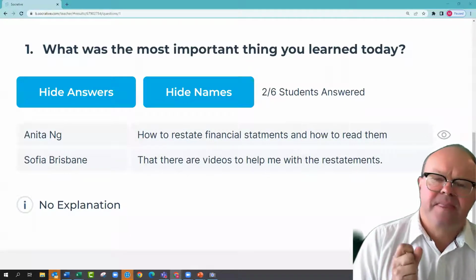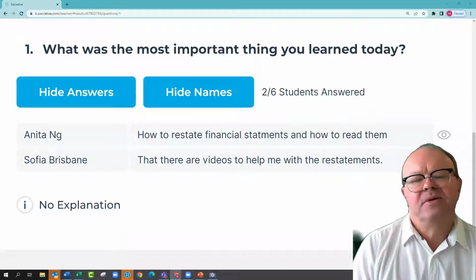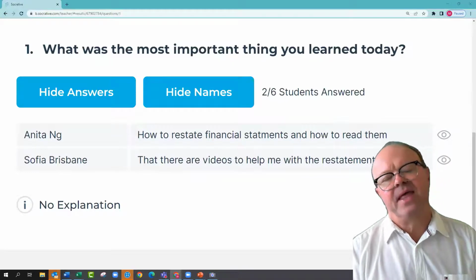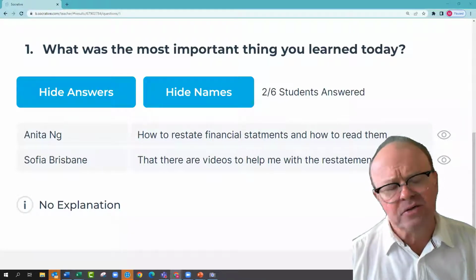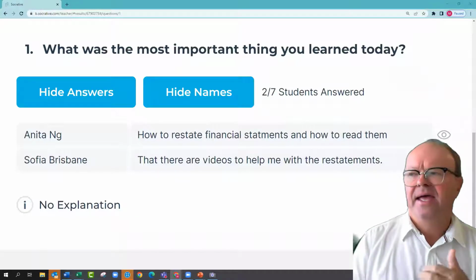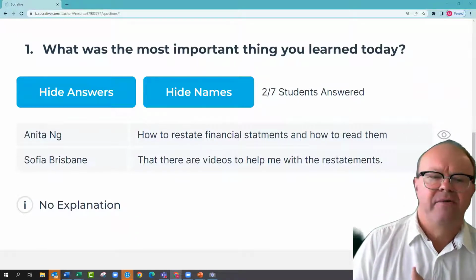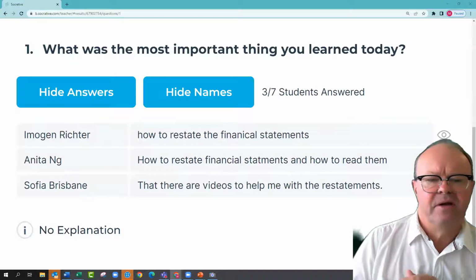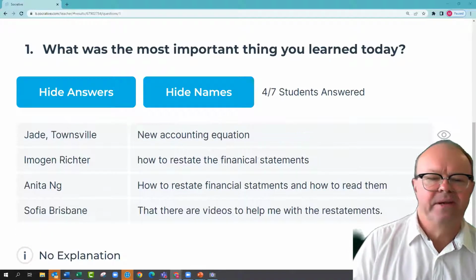Anita, how to restate financial statements and how to read them. Yeah, so this is your task at the moment, to restate your financial statements. And so we just looked at a few questions people have and some of the issues around it. Imogen Richter, how to restate the financial statements. Yeah, that's what we've been looking at.